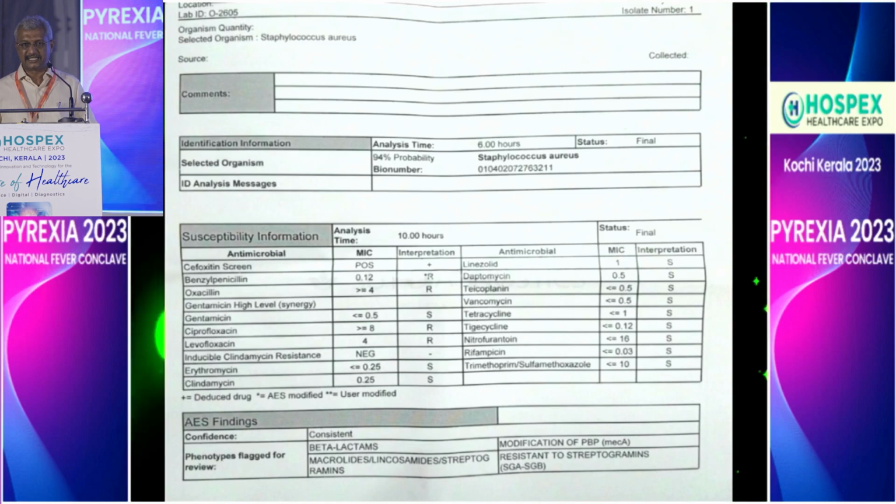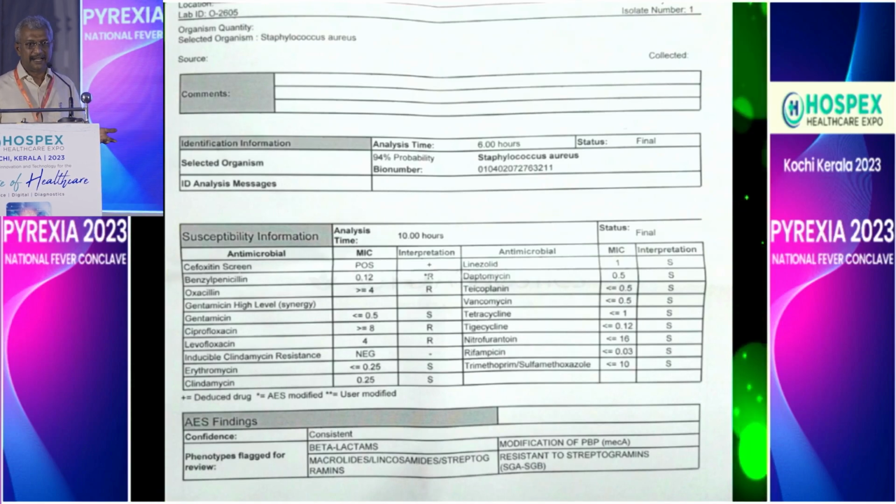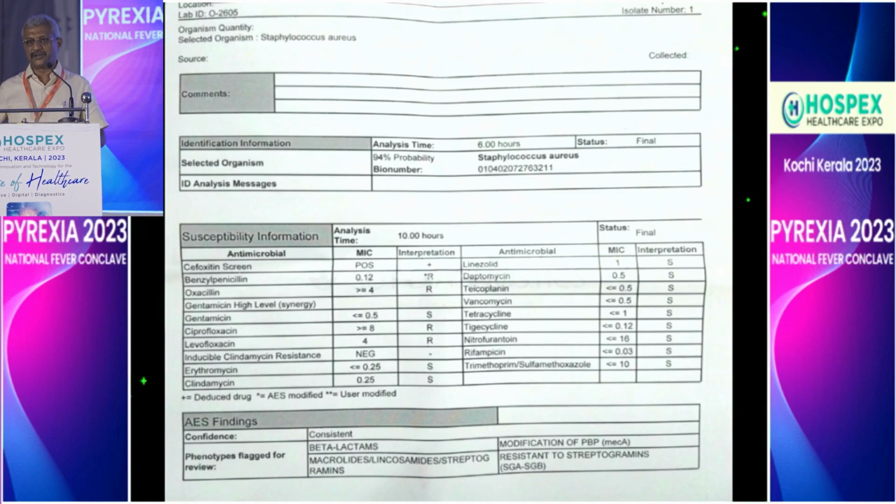Like, if tetracycline is available, I'll always go for that. If clindamycin is sensitive, next step I'll go for that. If everything fails, then as the last option only, I'll take linezolid as my weapon. Otherwise, I'll always go for the lower thing.